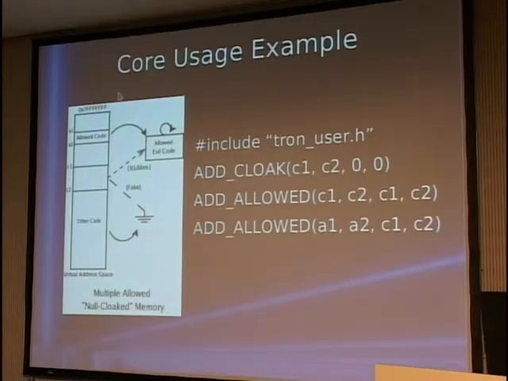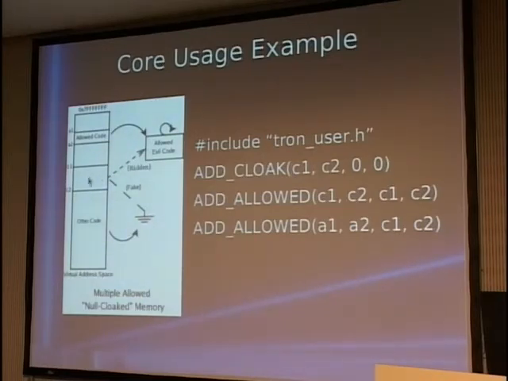So, core usage example. Here's probably what looks to be the most complicated diagram. You have a region of allowed code between A1 and A2 that's granted access to this evil code. You have C1 and C2 being your virtual address range that this evil code lives in, and then you also have your no map, your null cloaked memory that all other code is given access to. So this is actually accomplished with just 3 API calls.